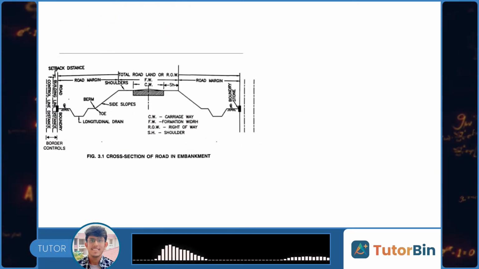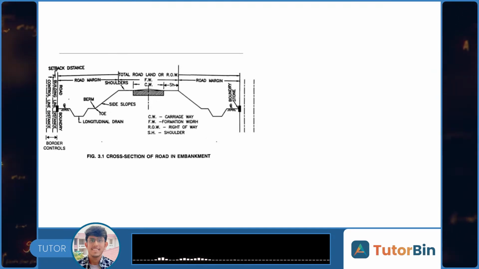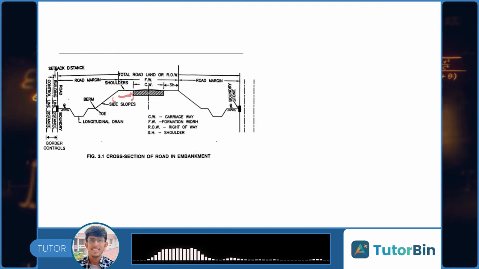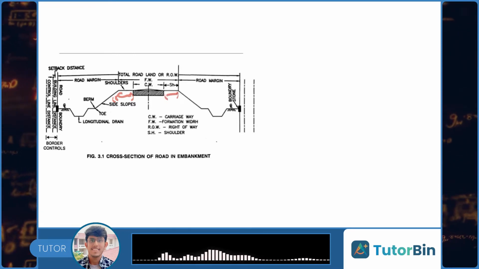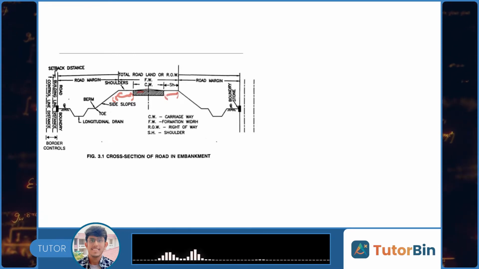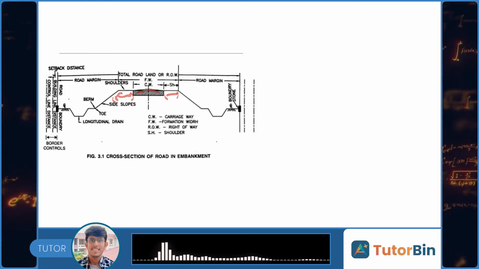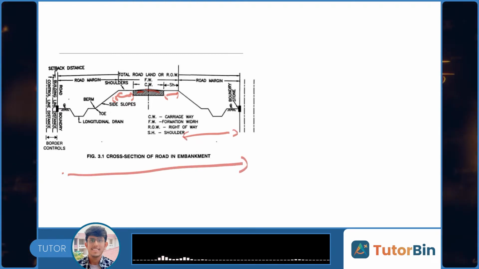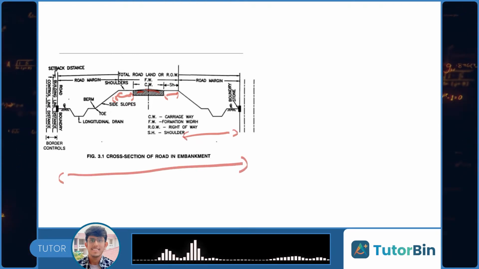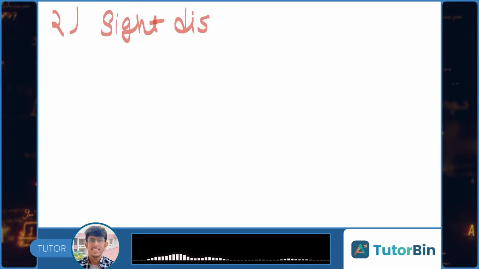Cross-sectional element basically deals with the width of the pavement. How much width we need to provide, how much shoulder, this is a shoulder, and what is the cross slope. This one is the cross slope, the slope which is provided for the drainage of water and all, and how much road margin we need to provide, and what is the total width we need to provide. All these things we discuss in the cross-sectional element. Now let's discuss the sight distance.